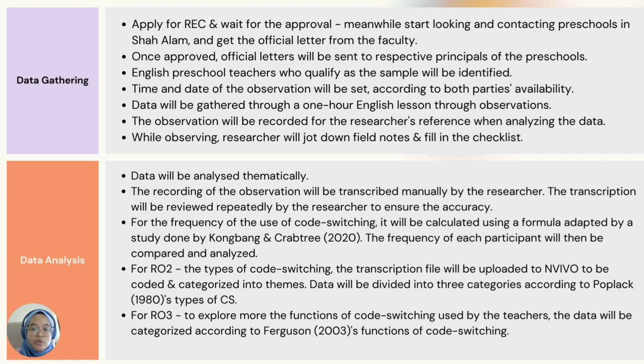For the types of code switching, the transcription will be uploaded to NVivo to be coded and categorized into themes. Data will be divided into three categories according to Poplack's types of code switching. And the last one, the functions of code switching, the data will be categorized according to Ferguson's functions of code switching and will be further analyzed.